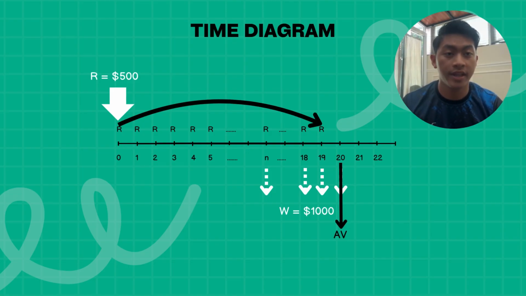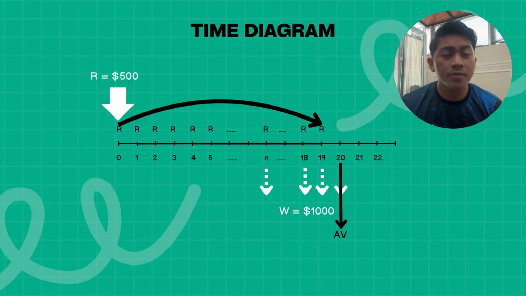To have a better understanding, we need to draw a time diagram based on the information given in the question. We are told that $500 is deposited at the beginning of each year for 20 years into a fund earning 8% effective annual interest. Let's draw a timeline from year 0 to year 20. Each R at the beginning of the year represents a deposit of $500. The first deposit is at year 0 and the last is at year 19. That's 20 deposits in total.